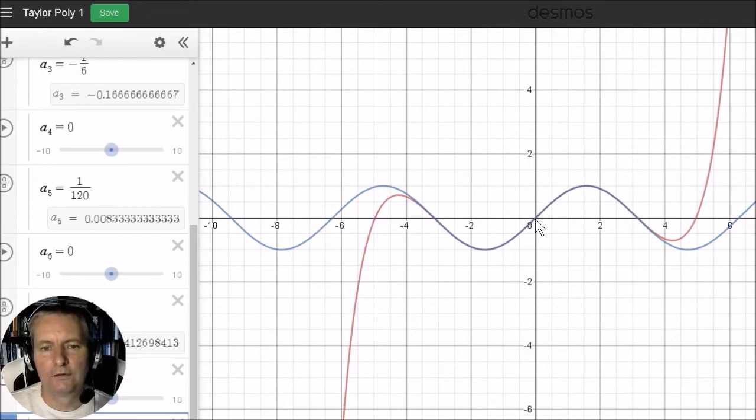That's really all I have to say about the Taylor series. I think it's worthwhile downloading this tool and giving it a little go, and you can play about with it yourself, and it'll give you a good intuition.